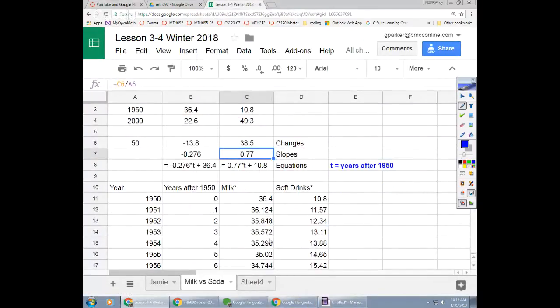So just a quick note on that. The next thing I did was I made these column headings down here, and I typed the first couple of years as the year or the years after. And then as far as the formula goes, I just typed that in. So I'm just going to delete this and do that again for you.